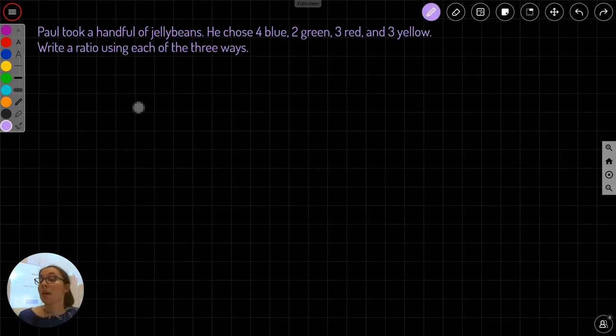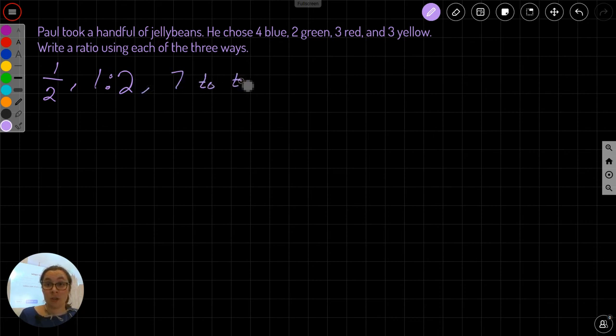There is using a fraction bar, like say 1 over 2. There is using a colon, 1 colon 2. And there is using the word "to," as I've just done twice: 1 to 2. Or by writing the numbers, I suppose. Those are the 3 ways you can do it. So we're going to write all 3 ways.